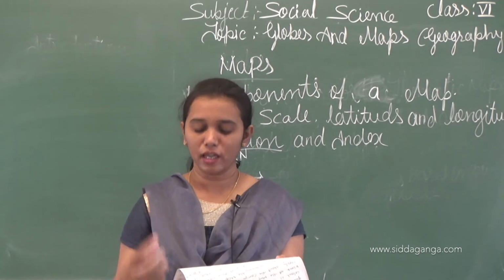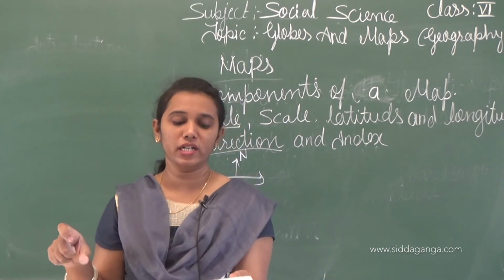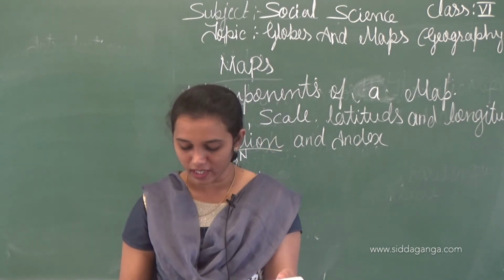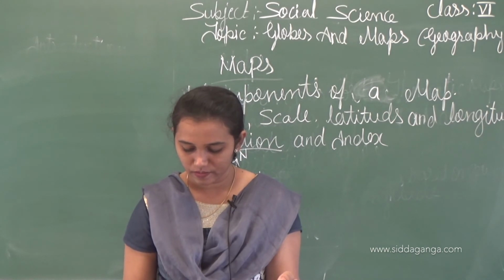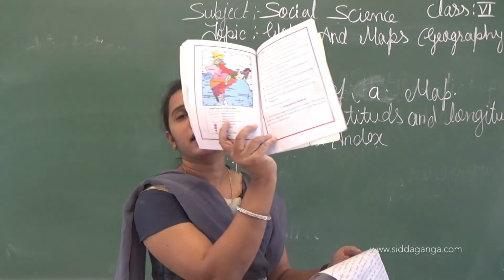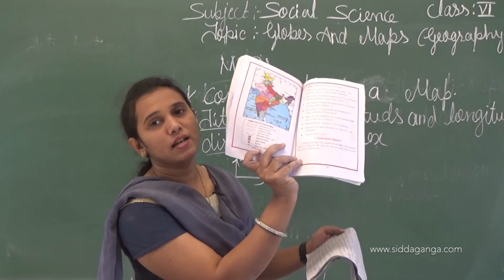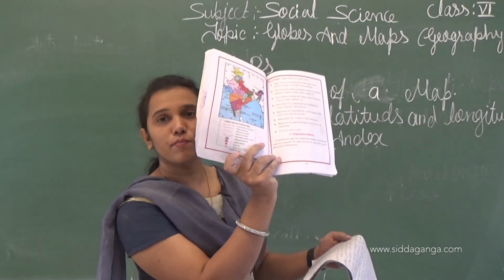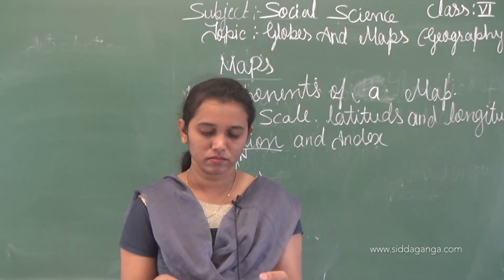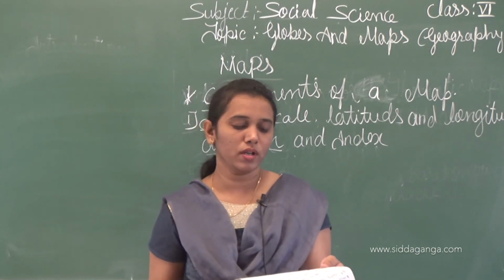Index is the key information. It is very important, children, to locate the places in a map. Now, 9 symbols are given in the textbook, children. Understood? Open your book and observe these 9 different symbols given in the textbook.